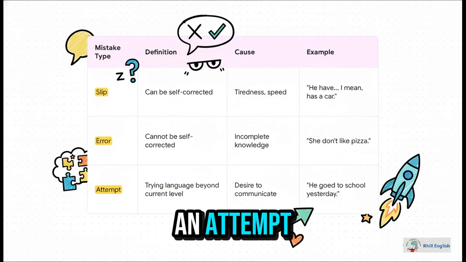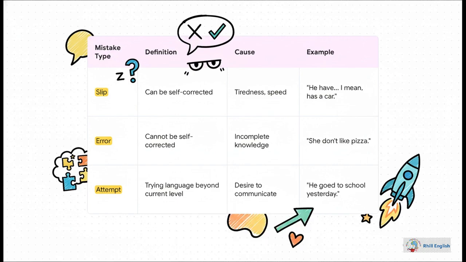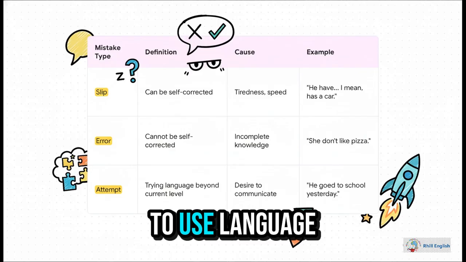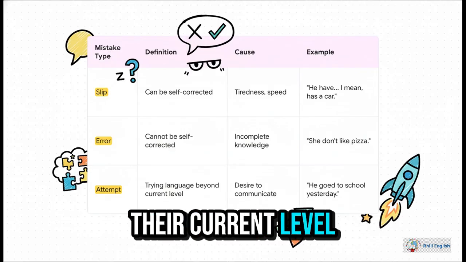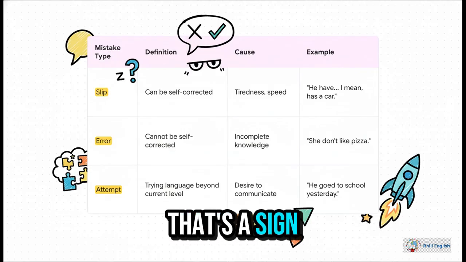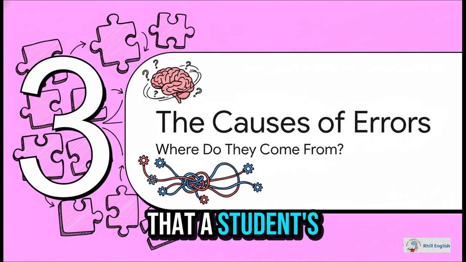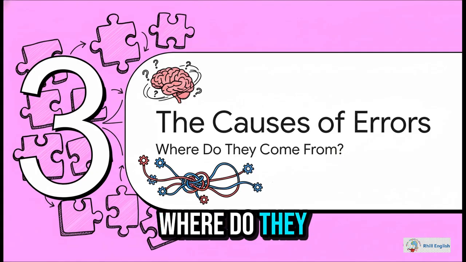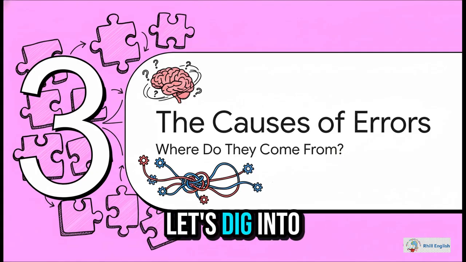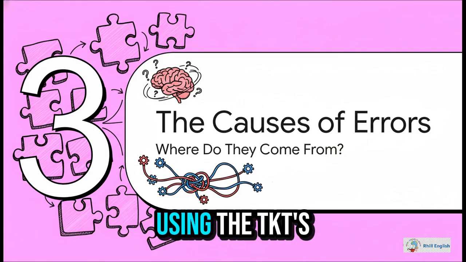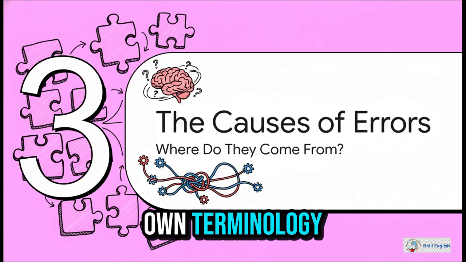And then there's an attempt, and this one is my favorite. It's when a learner bravely tries to use language that's way beyond their current level. That's not something to punish. That's a sign of real ambition. So if errors are a sign that a student's knowledge isn't complete yet, where do they actually come from? Let's dig into the underlying causes, using the TKT's own terminology.